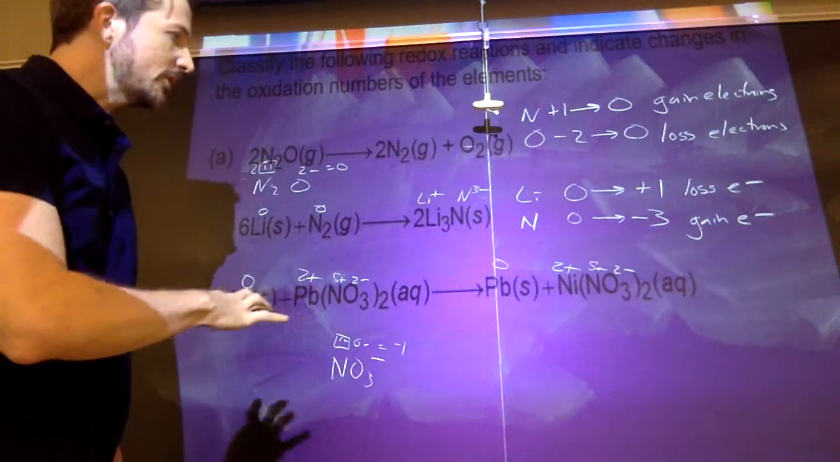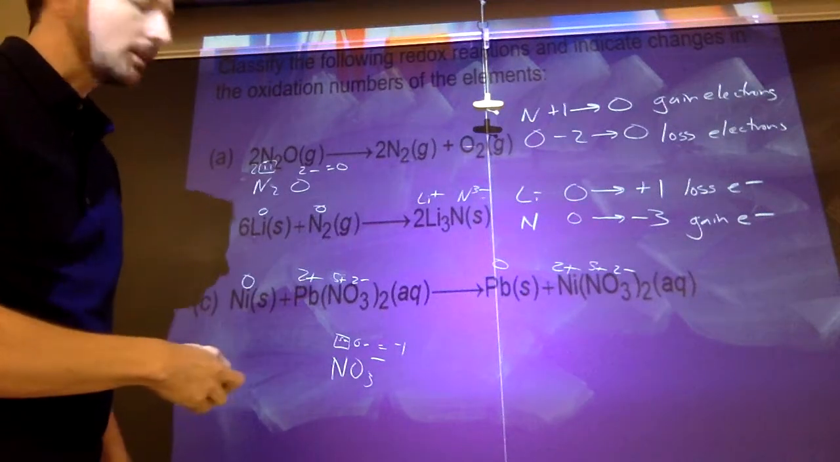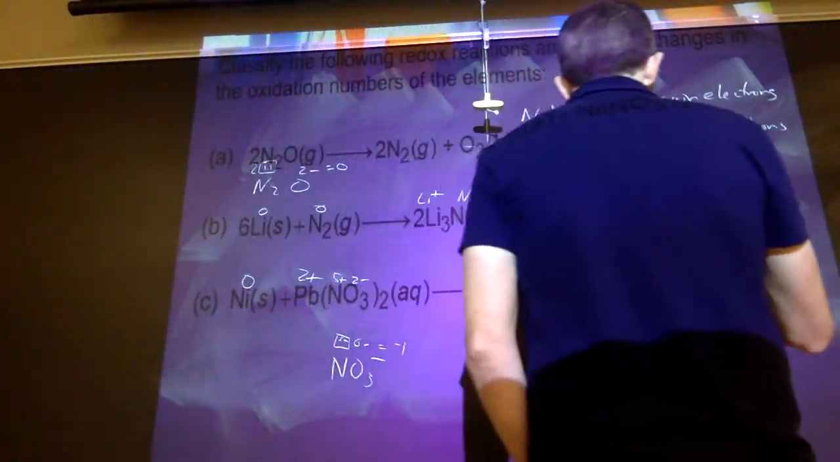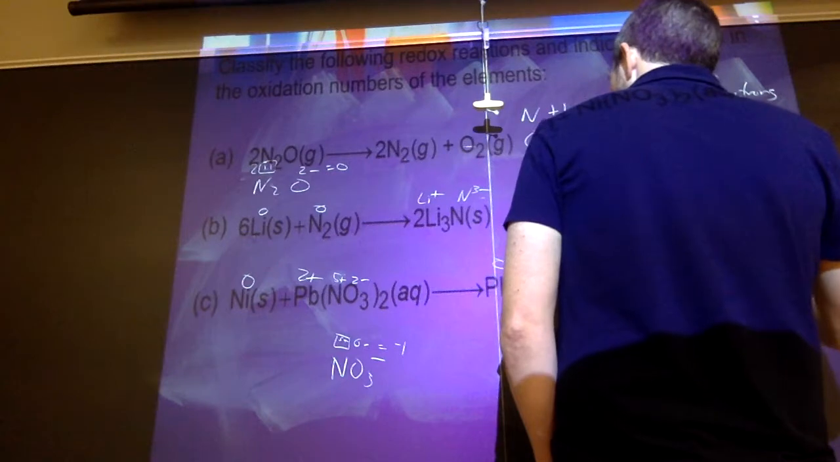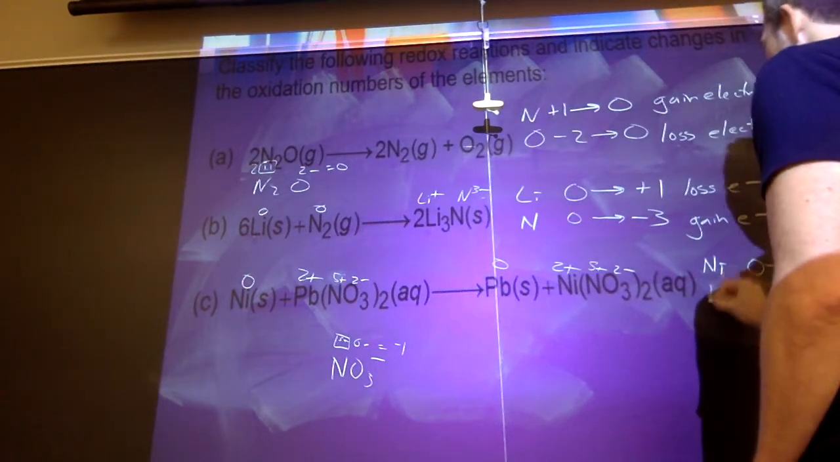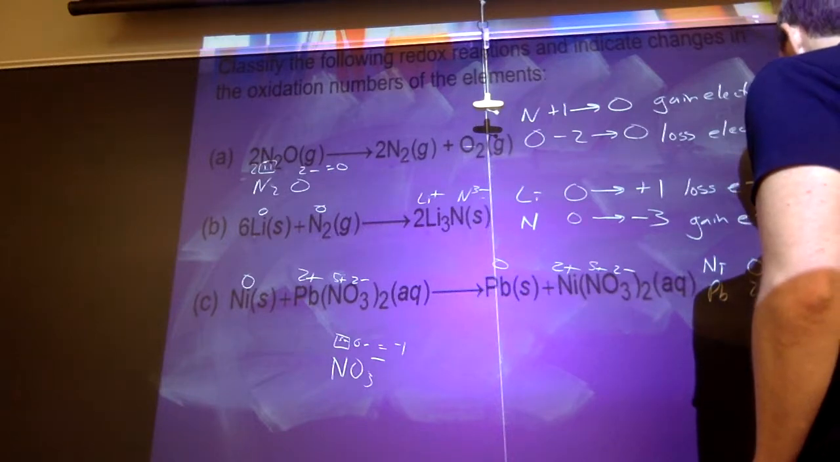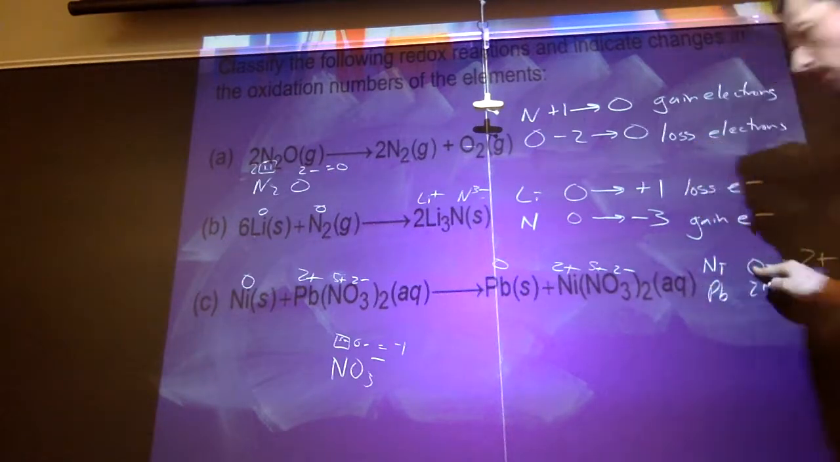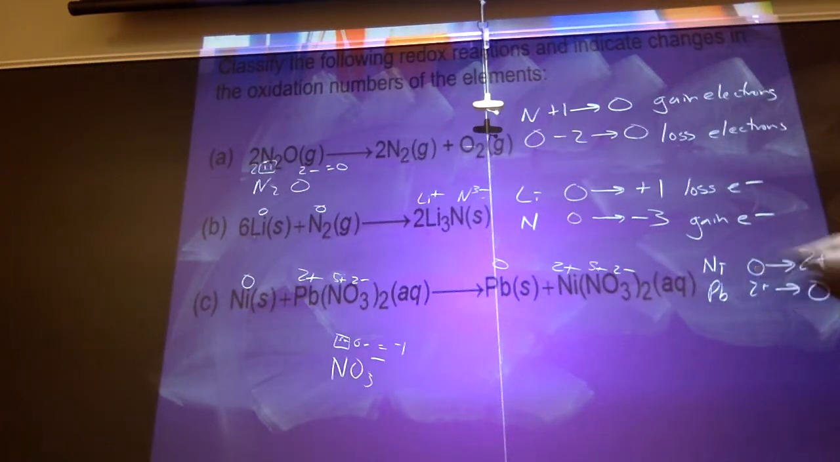So the ones that are changing are the nickel and lead. So nickel goes from 0 to 2 plus. Lead 2 plus to 0. So nickel 0 to 2 plus, that's a loss of electrons. So loss, oxidation. Here 2 plus to 0 is a gain of electrons. So lead is reduced.